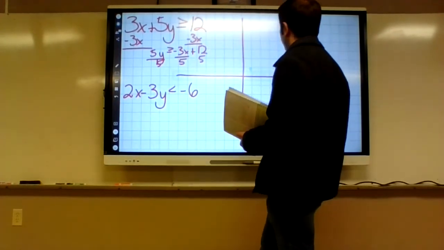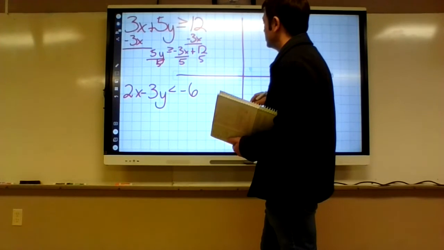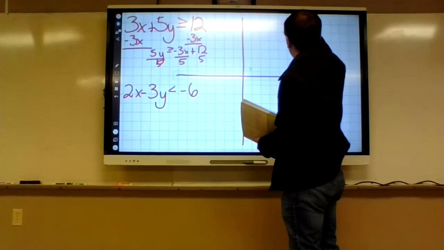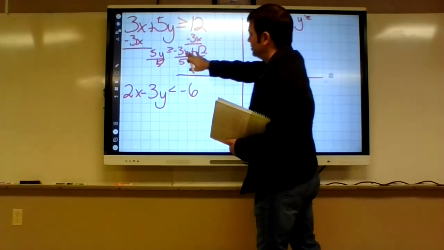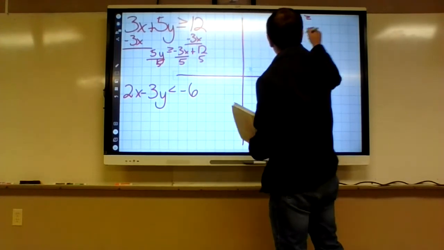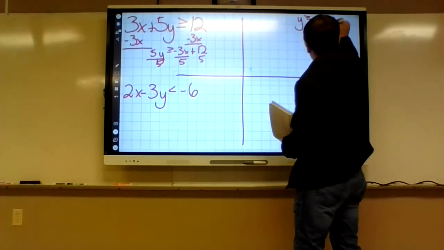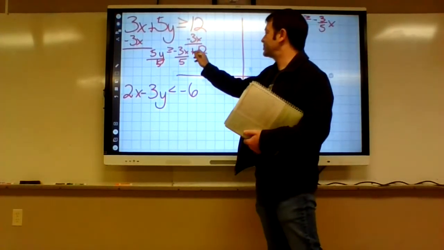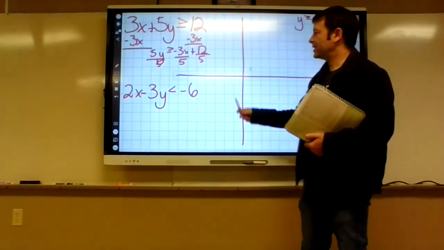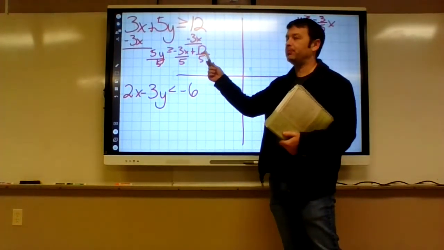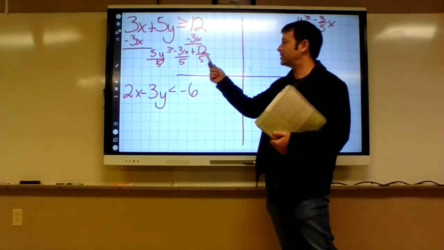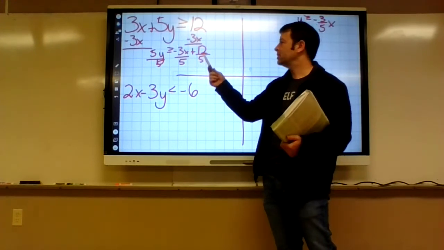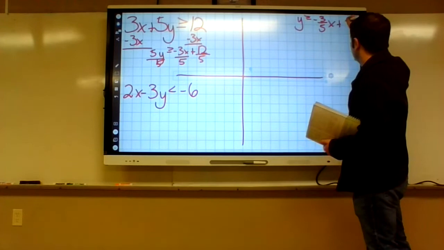So where am I going to write that out? This is going to be kind of a mess, unfortunately. I'll put it over here, I guess. y is greater than or equal to negative 3/5 x plus 12/5. That's the y-intercept, but it's probably going to be more useful if I change that to a mixed number. Do you guys know what that is? How many times does 5 go into 12? 2 with a remainder of 2. So 2 and 2/5.